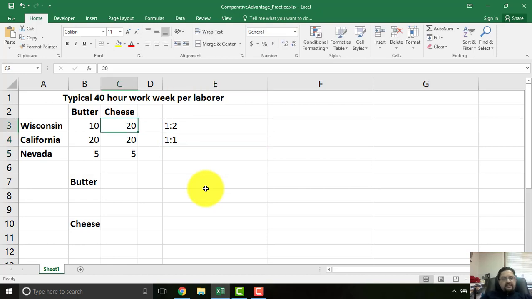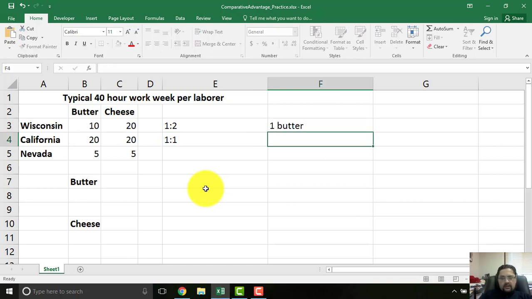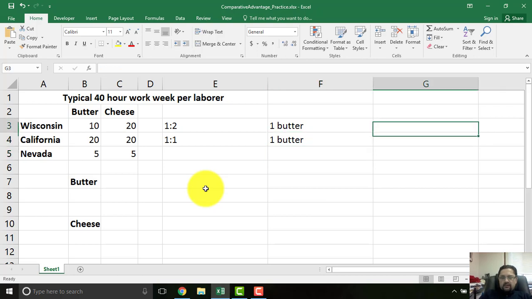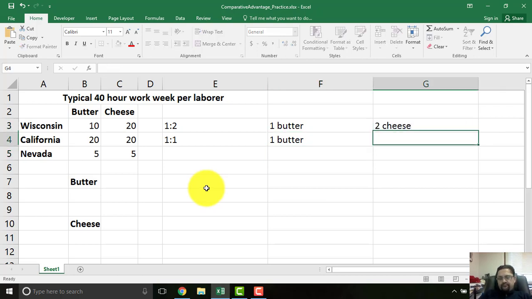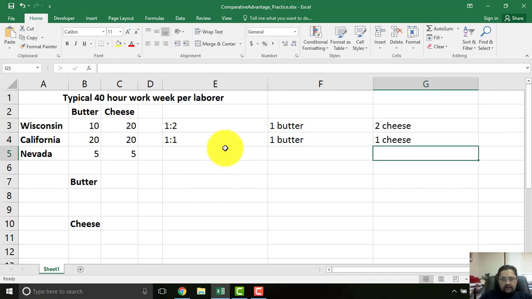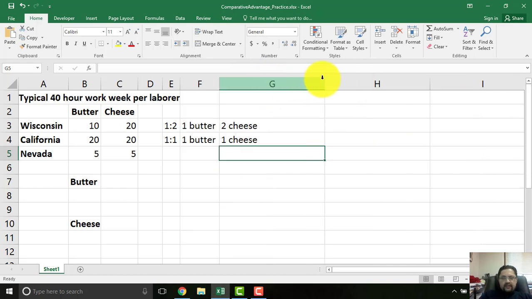So what this is saying is in Wisconsin, for every 1 unit of butter that I make, I could have made 2 units of cheese. In California, for every unit of butter that I make, I could have made 1 unit of cheese. So 1 butter, 2 cheese, 1 cheese. This is important.